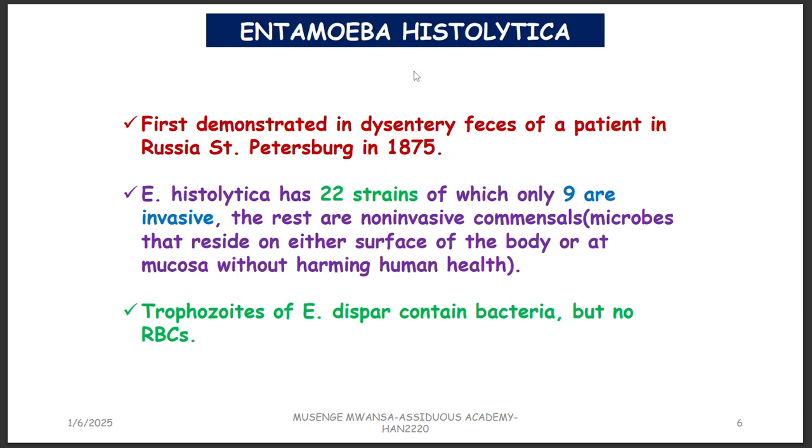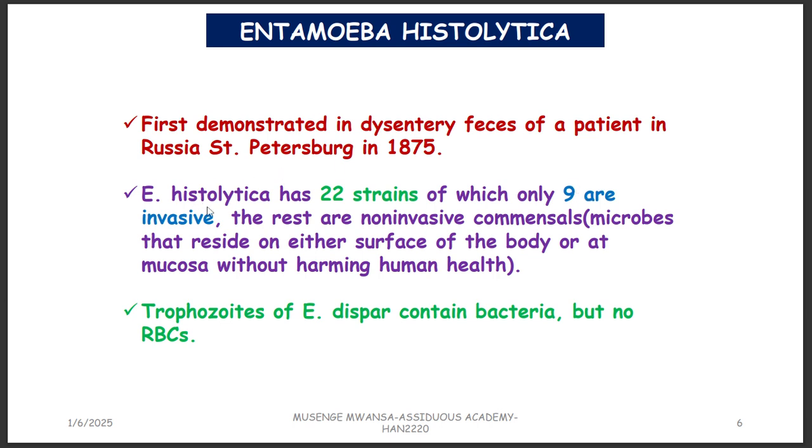That's known as dysentery. You also have the bacteria known as E. coli. Now, E. coli has got 5 species. Some of them cause bloody diarrhea, some of them cause watery diarrhea, but that's a discussion for another time. So Entamoeba histolytica has got 22 strains. Out of these 22 strains, 9 are invasive.